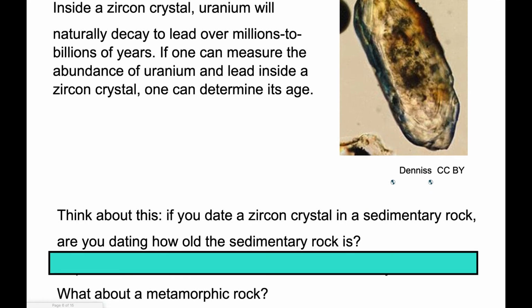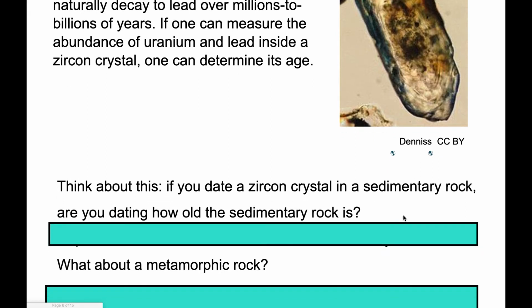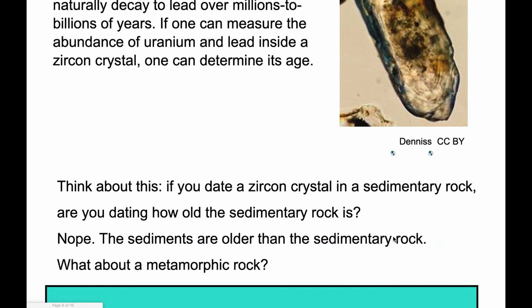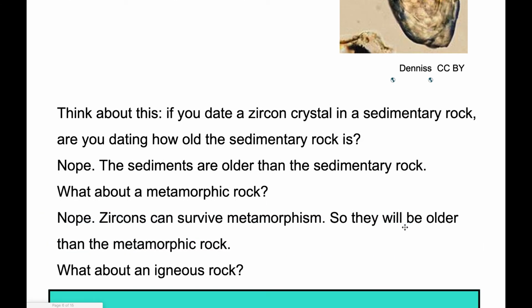Think about this. If you date a zircon crystal that you find in a sedimentary rock, are you actually dating how old the sedimentary rock is? Well, sedimentary rocks are made of sediments that came from other rocks, so no, you're only dating the sediment that made up that sedimentary rock. What about a metamorphic rock? Well, again, no, metamorphic rocks are made from pre-existing rocks. So it's not going to tell you how old the metamorphic rock itself is.